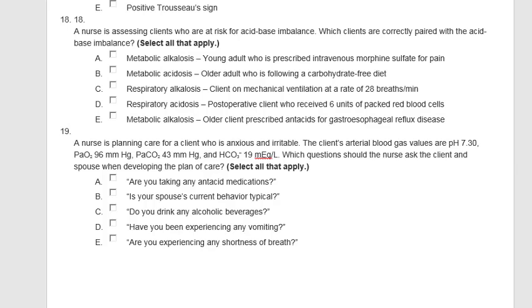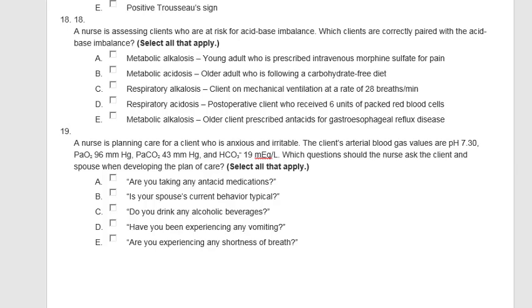So you have somebody who is anxious, irritable, with metabolic acidosis. What do we want to ask the client? Are you taking any antacids? No, antacids would cause alkalosis. We're not worried about that. Is your spouse's current behavior typical? They're asking that to see if he acts like this a lot, he might be getting acidotic at home. Okay, so we need to try to fix this situation.